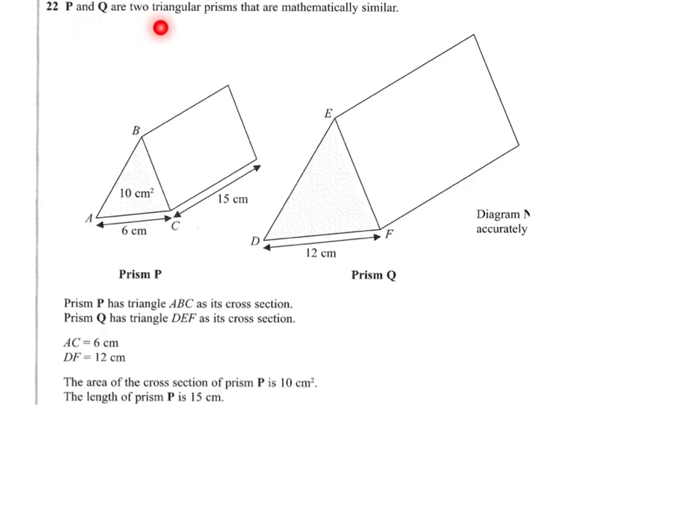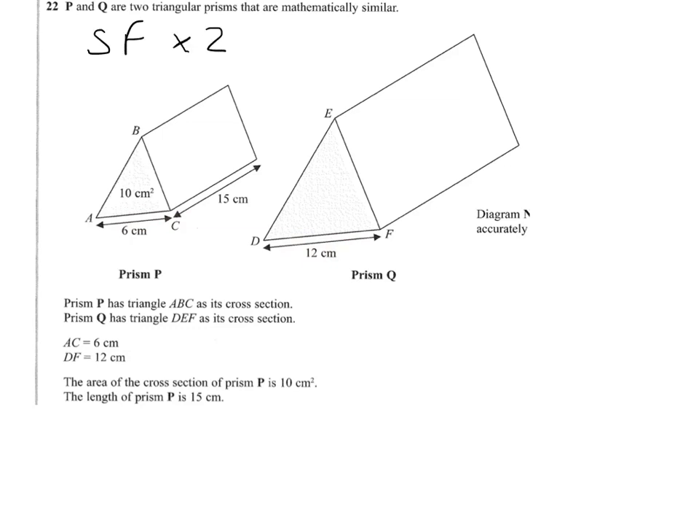Okay, so P and Q are two triangular prisms that are mathematically similar. And what that basically means is that the large prism is an enlargement of the small prism. And if we check two corresponding sides, we can see that prism Q is twice as big in terms of its lengths. All its lengths are twice as big as in prism P. So the length factor, we'll call that the scale factor, is times by 2.